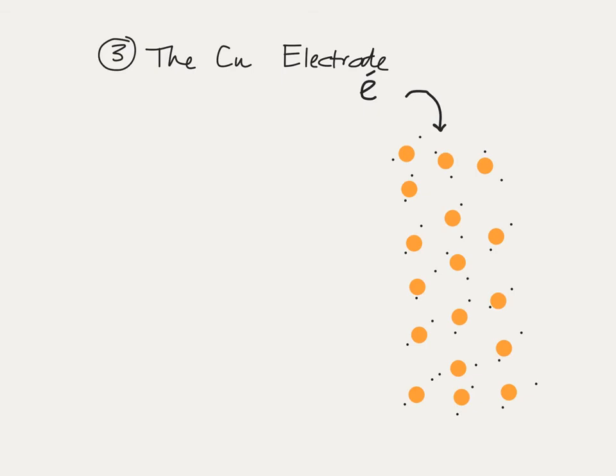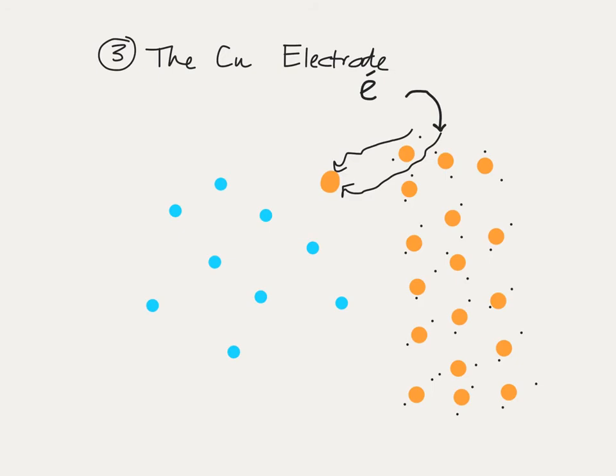Also in solution, we have a whole bunch of copper 2+ ions. Those 2 pluses are going to attract the electrons to themselves. And let's draw 2 arrows for 2 electrons for the copper 2+, and those copper 2+ ions will become copper metal atoms, gaining size because of the extra electron density and changing colors.